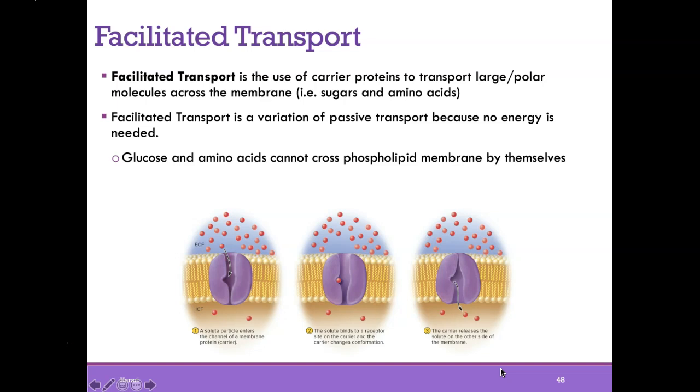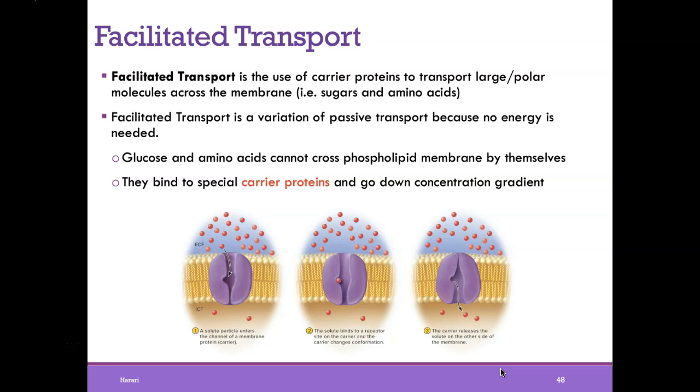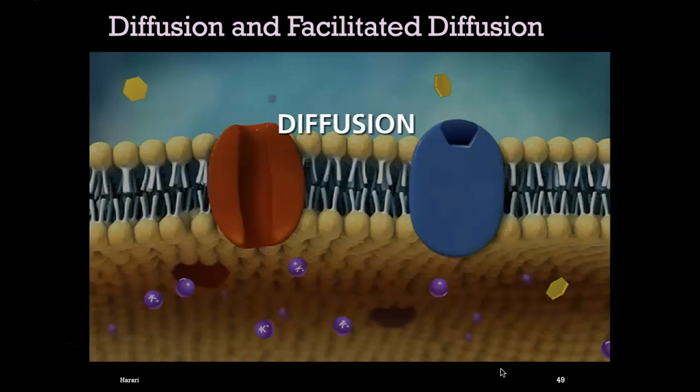All right, so good examples of this are glucose and amino acids. They have to bind to carrier proteins, and then they can go down the concentration gradient by facilitated transport, also known as facilitated diffusion. So let's watch this video to summarize.